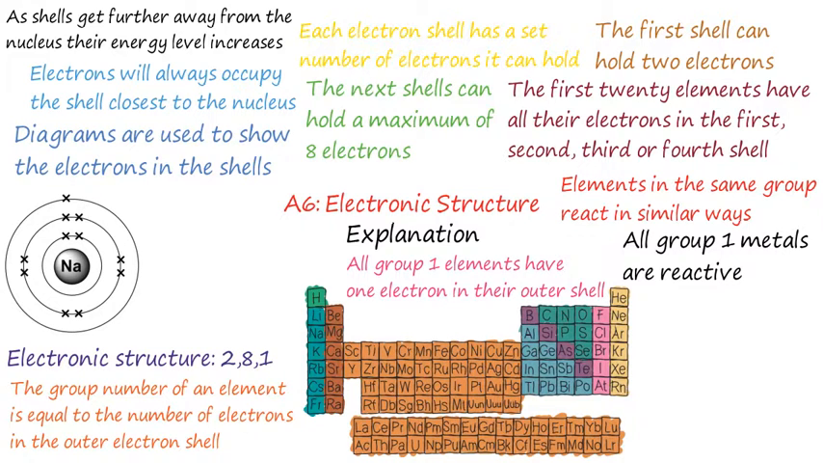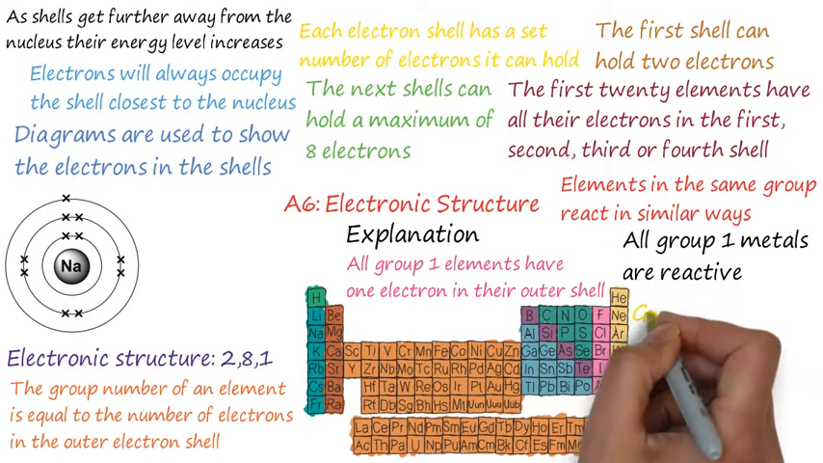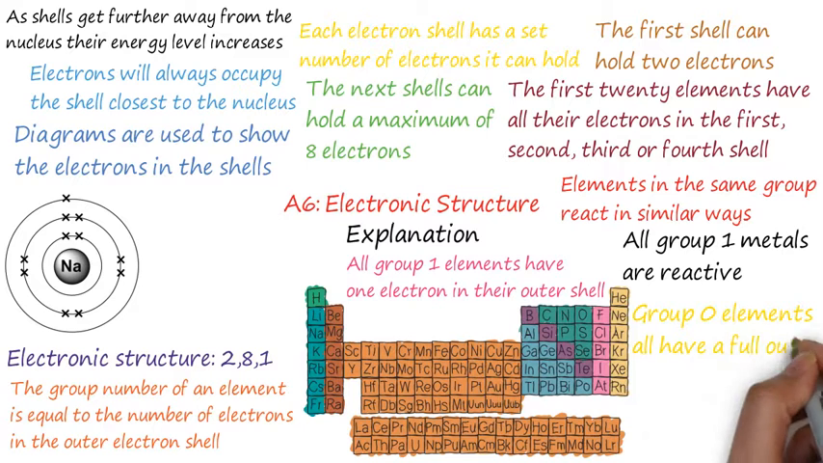For example, all group 1 metals are reactive and they react violently with water. This is because they all have 1 electron in their outermost shell, which enables them to react easily. One special group of the periodic table is group 0, which is sometimes called group 8. These elements all have a full outer electron shell, such as neon, which has the electronic structure 2, 8. This means they do not react readily and are very stable elements.